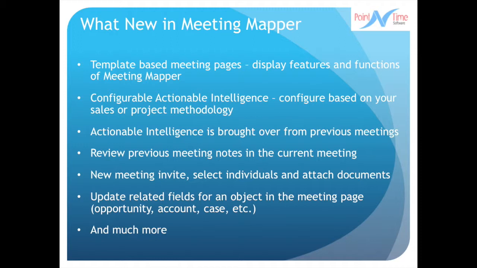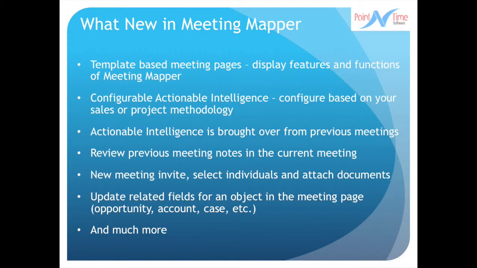Configurable actionable intelligence, configured based on your sales or project methodology. So if you have a different project or sales methodology than what we have stated in actionable intelligence already, you can change that to adapt to yours. Actionable intelligence is brought over from previous meetings. So what you gather in meeting 1 will carry over into meeting 2, and in meeting 3 it'll carry over from meetings 1 and 2, so it's just progressive. So you get a lot of good data and you don't have to re-enter data.